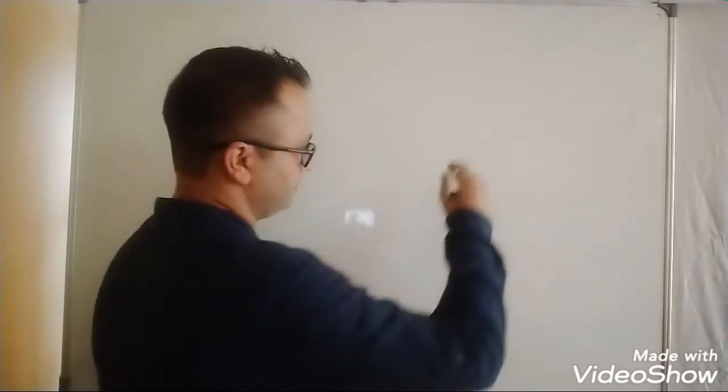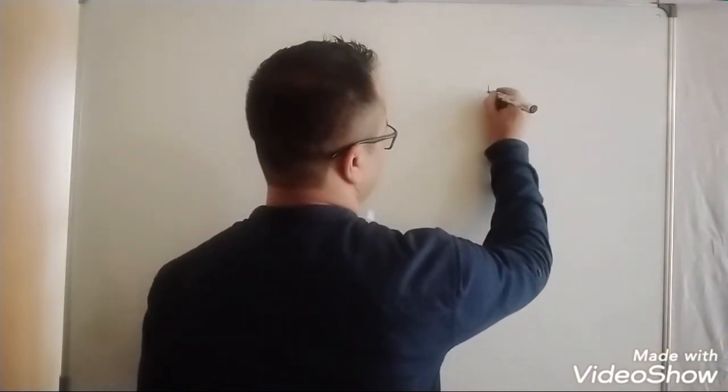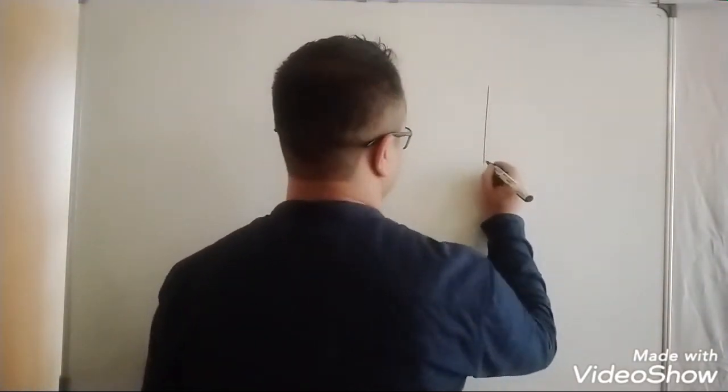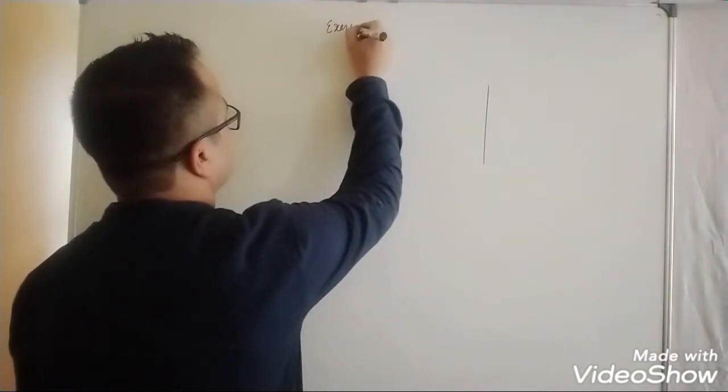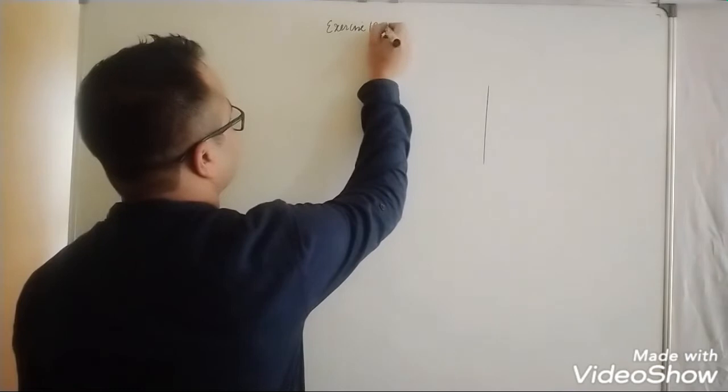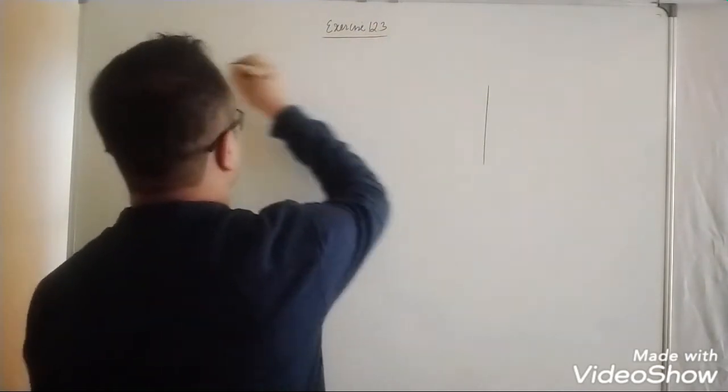Today we will continue exercise 12.3, question number 13. In the figure, a square OABC is inscribed in a quadrant.